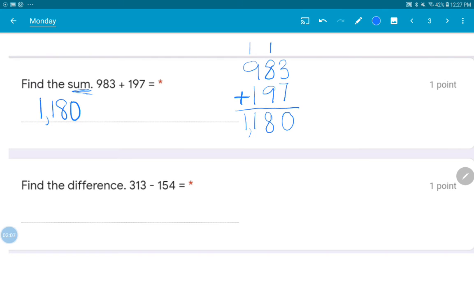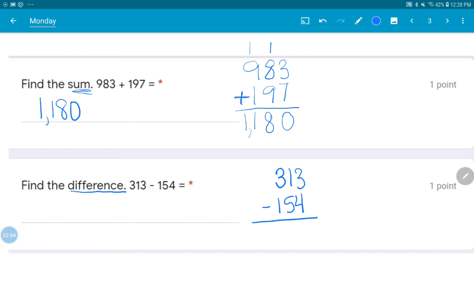The next one asks you to find the difference. What does that mean, difference? What does that word tell us that we need to do, Sky? The difference of. What does the word difference mean in math? Help him out, Bryce. Subtract. Yeah, it's the answer to a subtraction problem. So you have 313 minus 154.